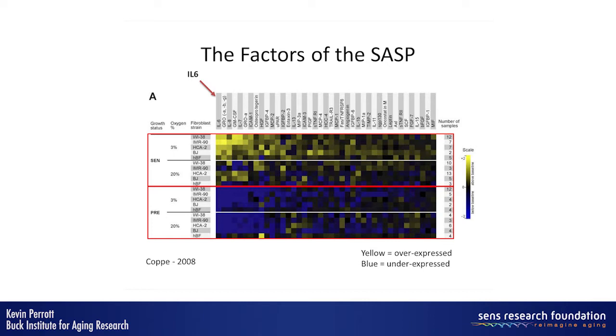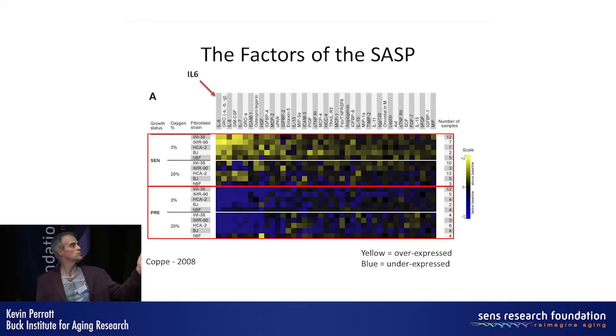This is an example of a protein antibody array that was used in the Campisi lab to determine the components of the SASP originally. The top panel is senescent cells, and the bottom panel is non-senescent pre-cells or pre-senescent cells. Interestingly, and most people already know this, but perhaps it bears repeating, we have 3% oxygen and 20% oxygen concentrations. Most experiments in the past were done at 20% oxygen concentrations. And if you notice that yellow is an upregulation of an inflammatory cytokine and blue is a downregulation, you see that at 3%, senescent cells secrete an awful lot more pro-inflammatory cytokines than at 20%.